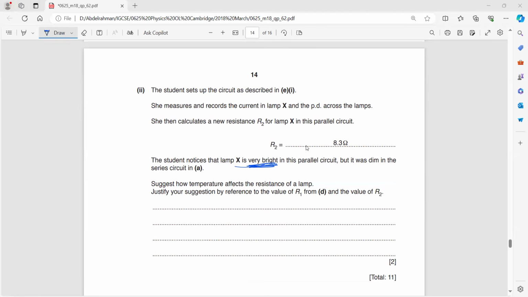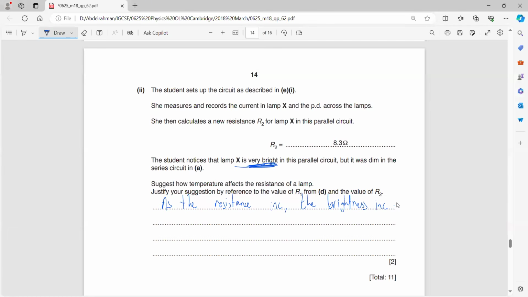As the resistance increases, the brightness increases. Why? Because when the resistance was 3.5, it was dim. And when the resistance was 8, it was much brighter.